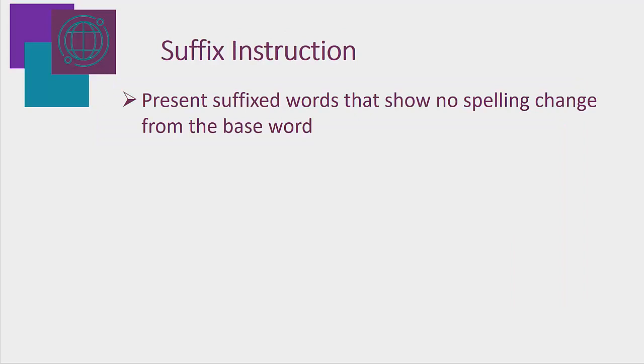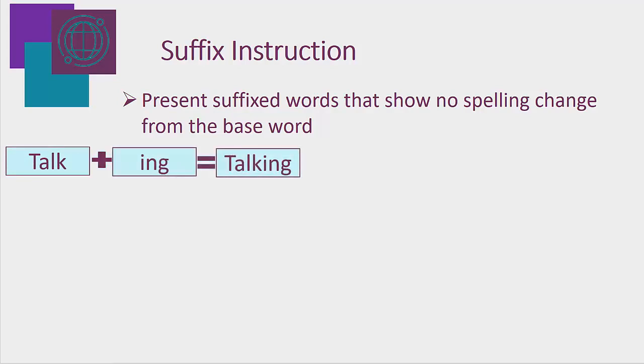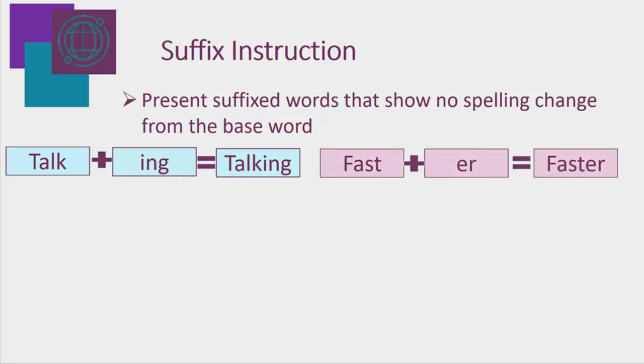When teaching students about suffixes, whenever possible, present the suffixed words that show no spelling change from the root word. Later in the vocabulary process, you will examine spelling change patterns with suffixes, but for starters, keep it simple. For example, talk plus the suffix ing is talking. Fast with the suffix er is faster.